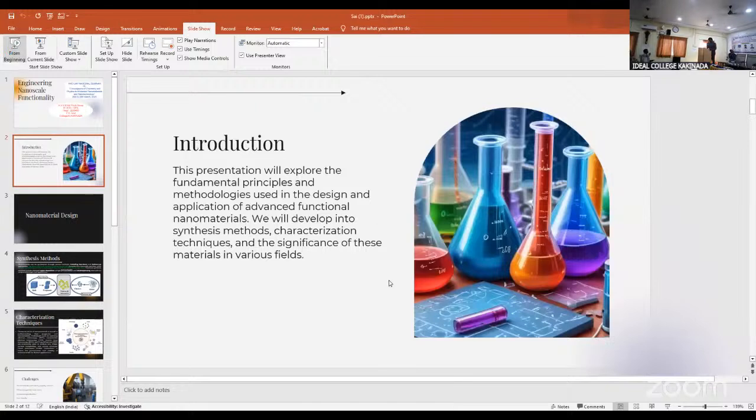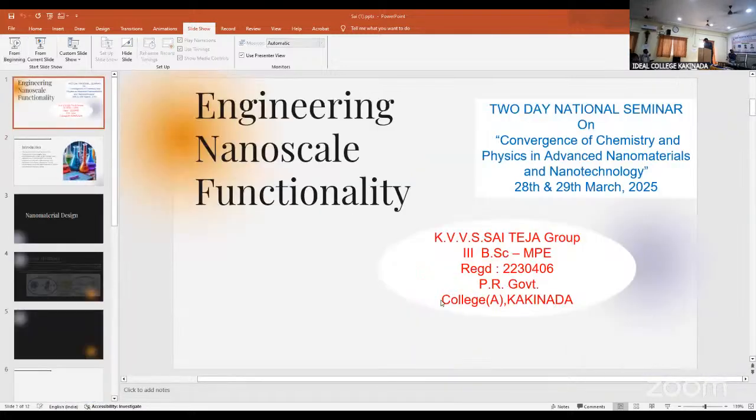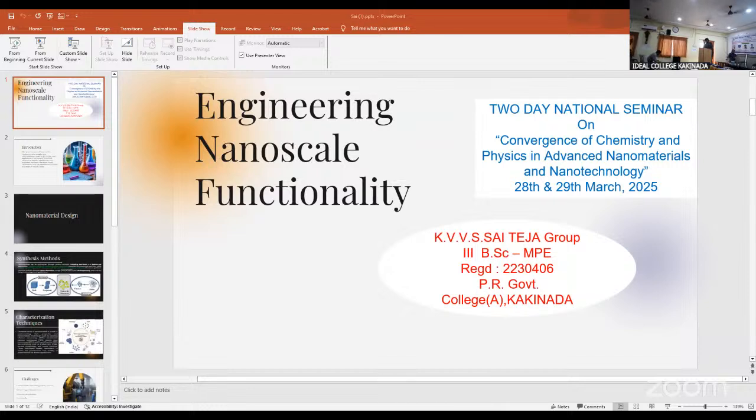Introduction. This presentation will explore the fundamental principles and uses, designs and applications of advanced functional nanomaterials. We will delve into synthesis methods, characterization techniques and applications of these materials in various ways. We have to see the synthetic or manufacturing methods of nanomaterials, and we have to check the characteristics of nanomaterials.